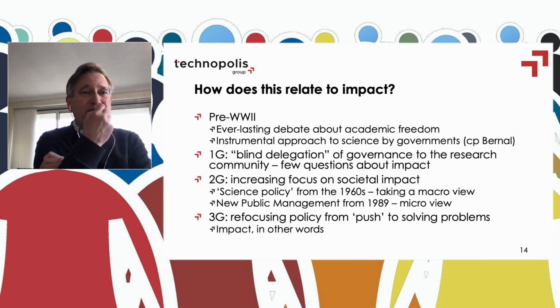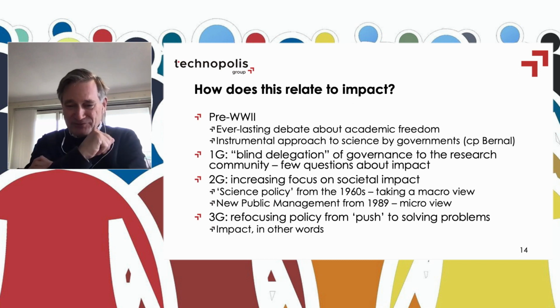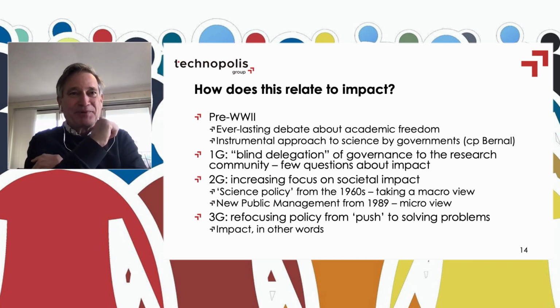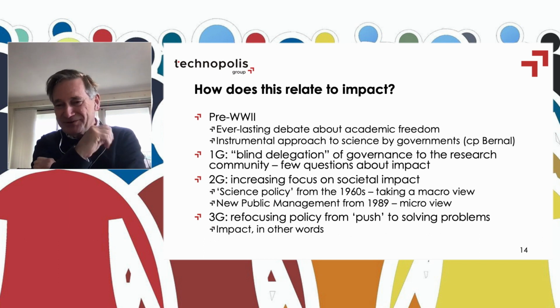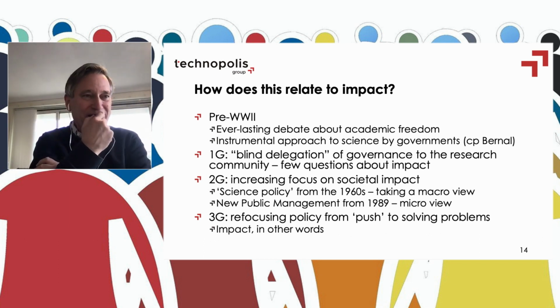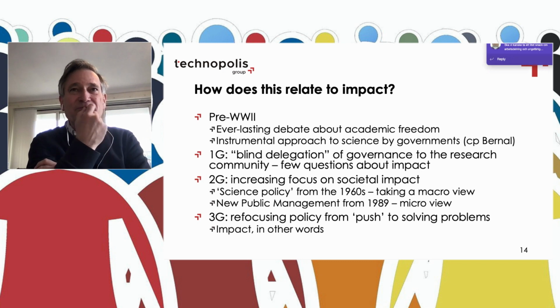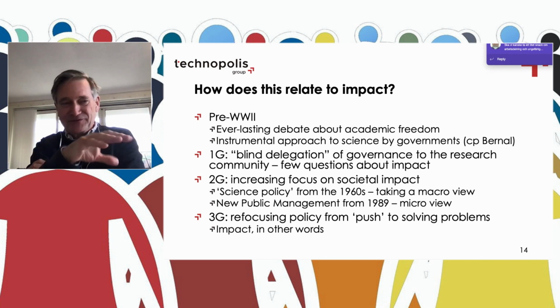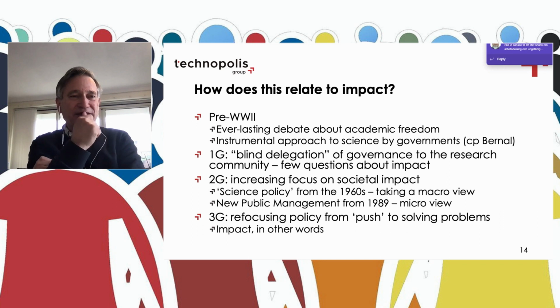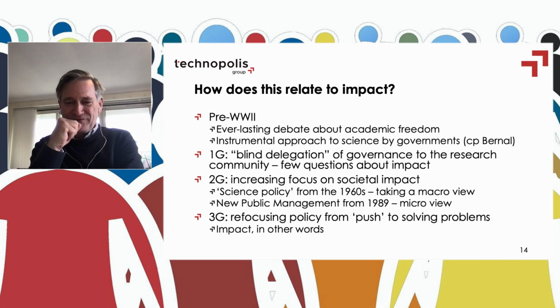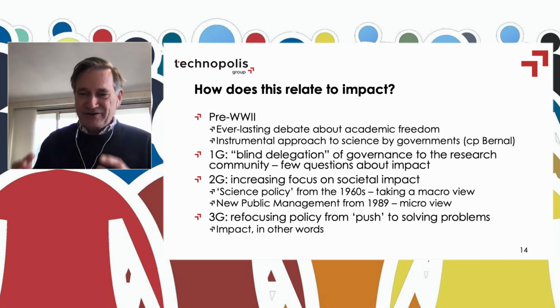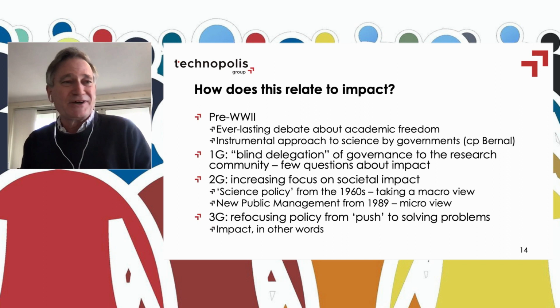Okay. So if we think about the governance systems, and we've had the debate, some of us before the audience arrived were having exactly the same debate about academic freedom and bottom-up research versus top-down. We have this period of blind delegation in the 50s and the 60s to the research community in the first generation. We got this increasing focus on societal impacts. And from the 1960s, there's a lot of work taking a quite macro view. What is the aggregate effect of results of research in society?